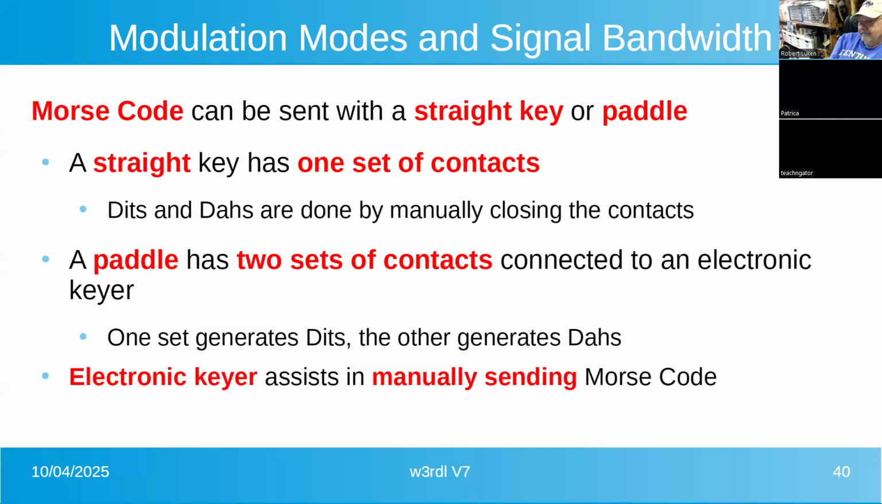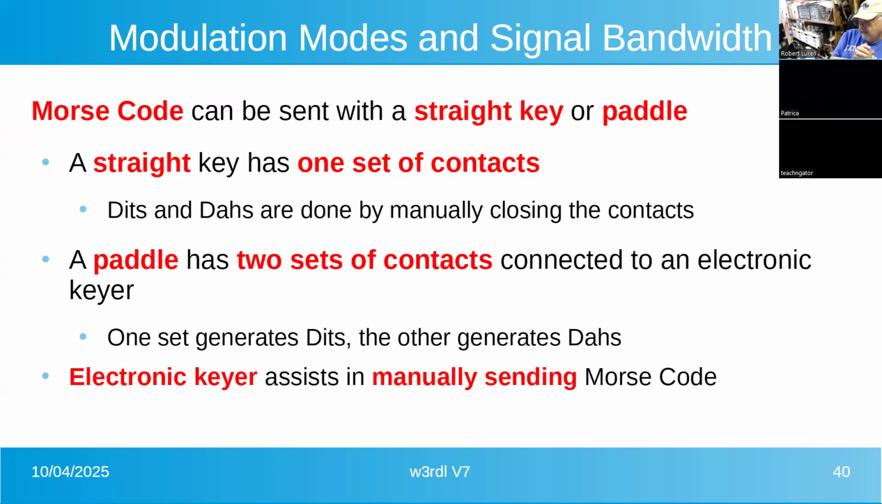What does a unit of time consist of? It depends on how fast you're sending. The faster you send, the shorter the time has to be. But the ratio is 3 to 1.